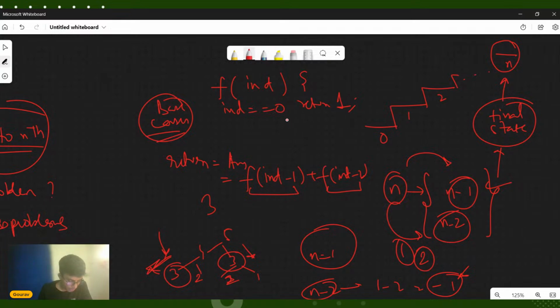Now also if index is equal to 1, then also you return 1, because once you're standing at one index, you only have one way to reach here. Because from 0 only you can reach here. Got it?